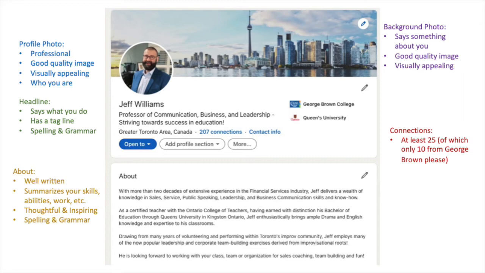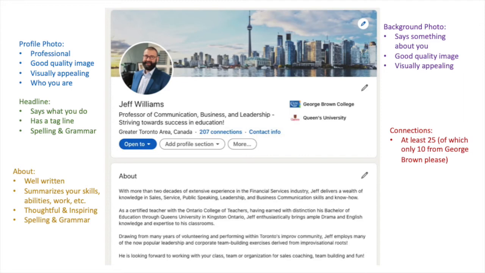It continues on. As I've broken it down, you can see it's in different sections. So that's the first section. The second section: as a certified teacher with the Ontario College of Teachers, having earned with distinction a Bachelor of Education through Queen's University, Jeff enthusiastically brings ample drama and education knowledge and expertise to his classrooms.